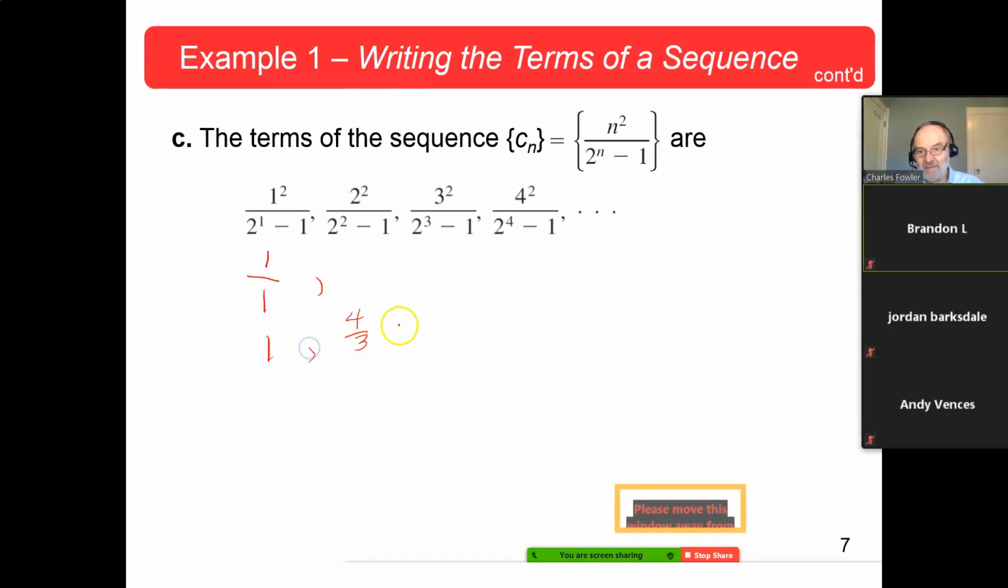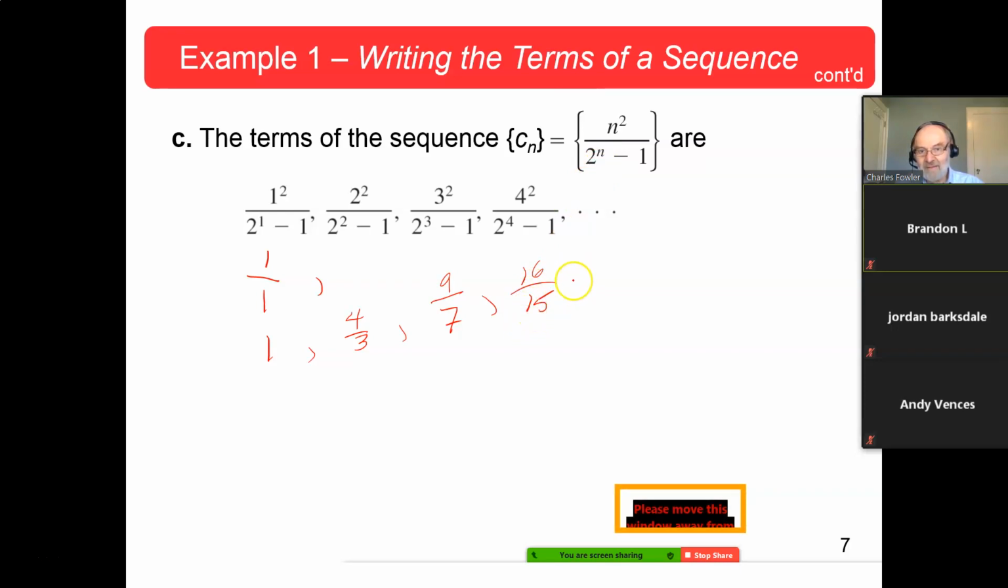Okay? Next one. 3 squared over 2 to the third minus 1. So this would be 9 over 8 minus 1 is 7. Okay? Next one. The fourth term, 4 squared, 16, over 2 to the fourth, that would be 16 minus 1 is 15.